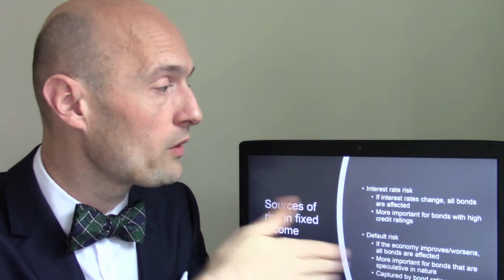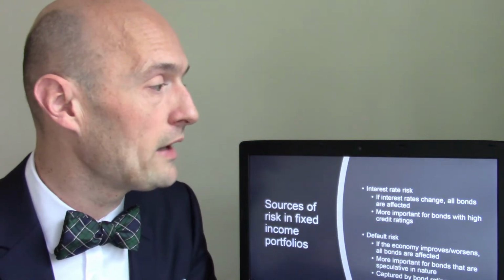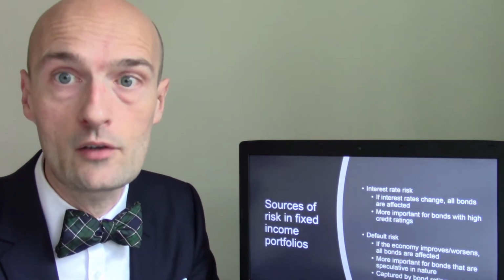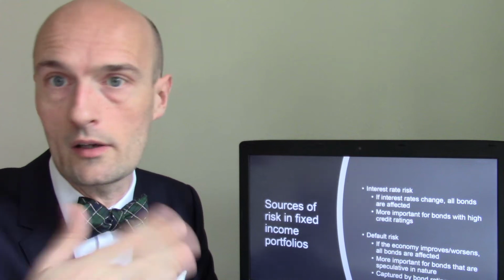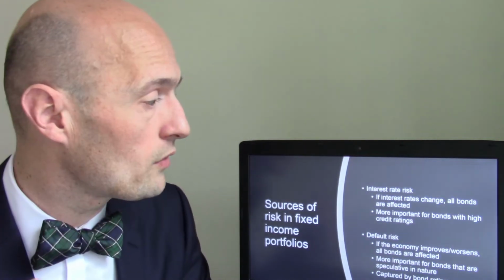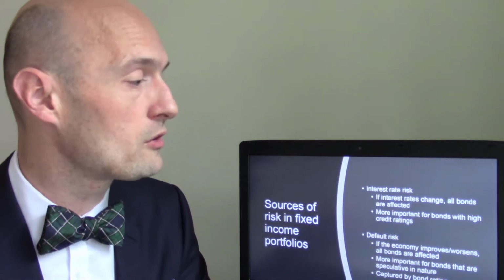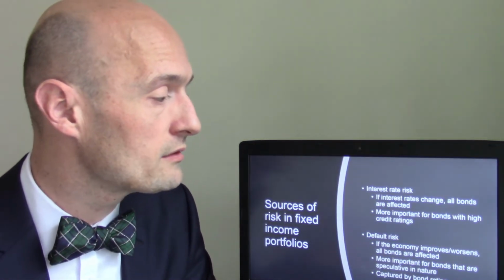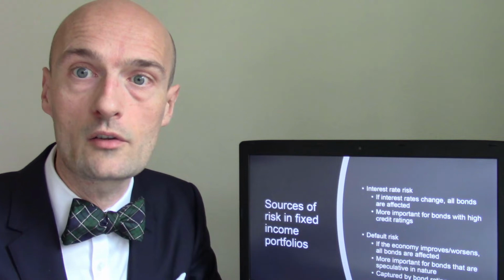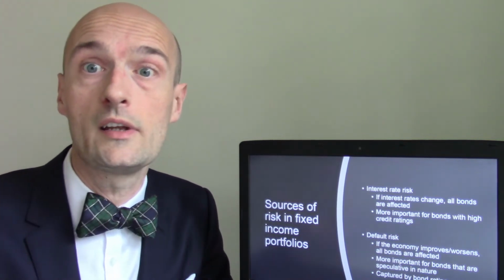This is more important. So interest rate risk is of greater importance to bonds that have high credit ratings than low credit ratings. It just moves the needle more for that type of bond. The other big source of risk is default risk. So if the economy worsens, all bonds will be affected, right? Because actually we're seeing that right now.